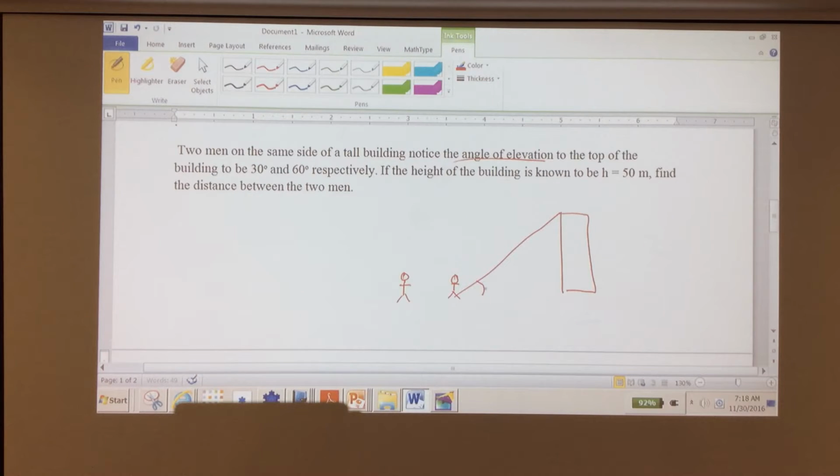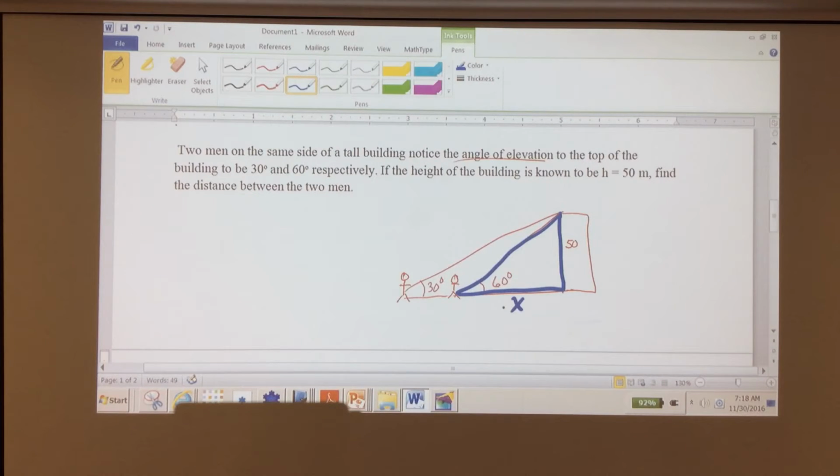So the closer guy is going to have the bigger angle of 60 degrees. And the other guy, further away, his angle will be smaller. So that one is 30 degrees. This says the height of the building is 50. Find the distance between the two men. Well, let's just break this down into two triangles. There's the blue one. We'll do that one first. If we're looking for the distance between the two men, what we want to find is the distance to each man, and then subtract those two distances, and we'll have the distance between them.